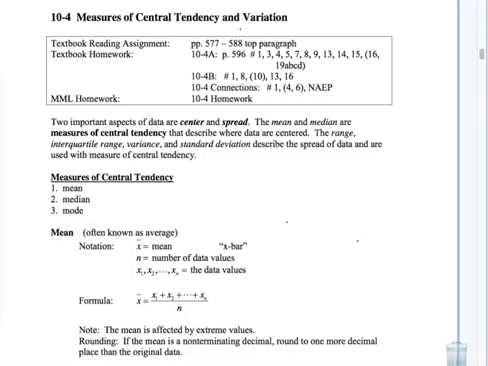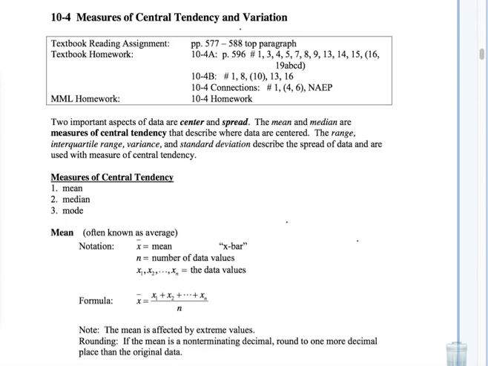Remember here you have some reading to do, 577 to 588. You have homework on MyMathLab, and then I've just given you on this video some extra problems from the textbook that you can work, but they're completely optional.